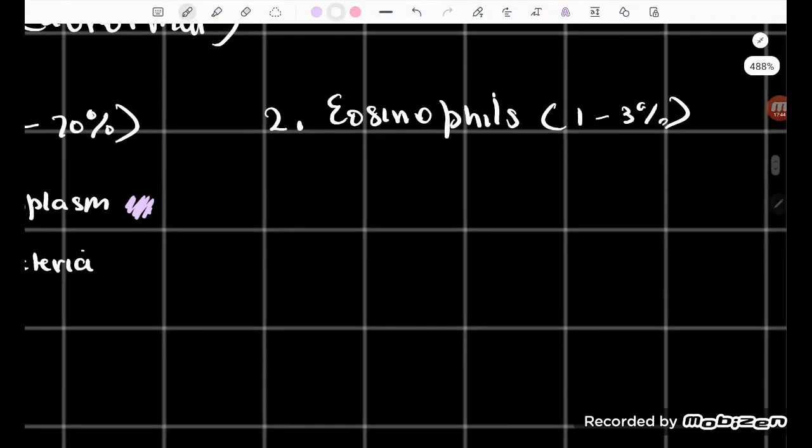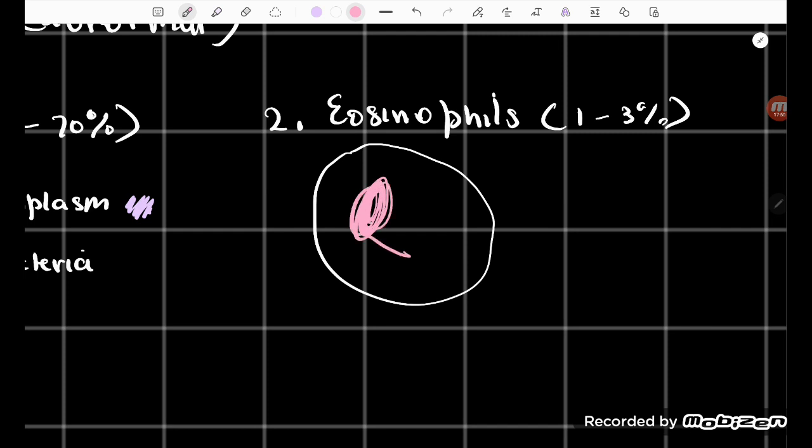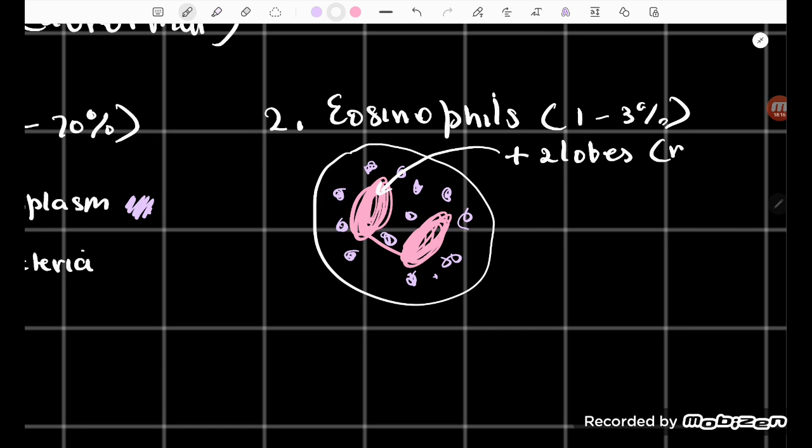Let me draw the diagram again. These are 2-lobed structures, that is, they again have granular cytoplasm. Is that it? Large cytoplasmic granules, yes. The cytoplasmic granules are large. Okay, so main points from here: the nucleus has 2 lobes, and then another point is a large granular cytoplasm.